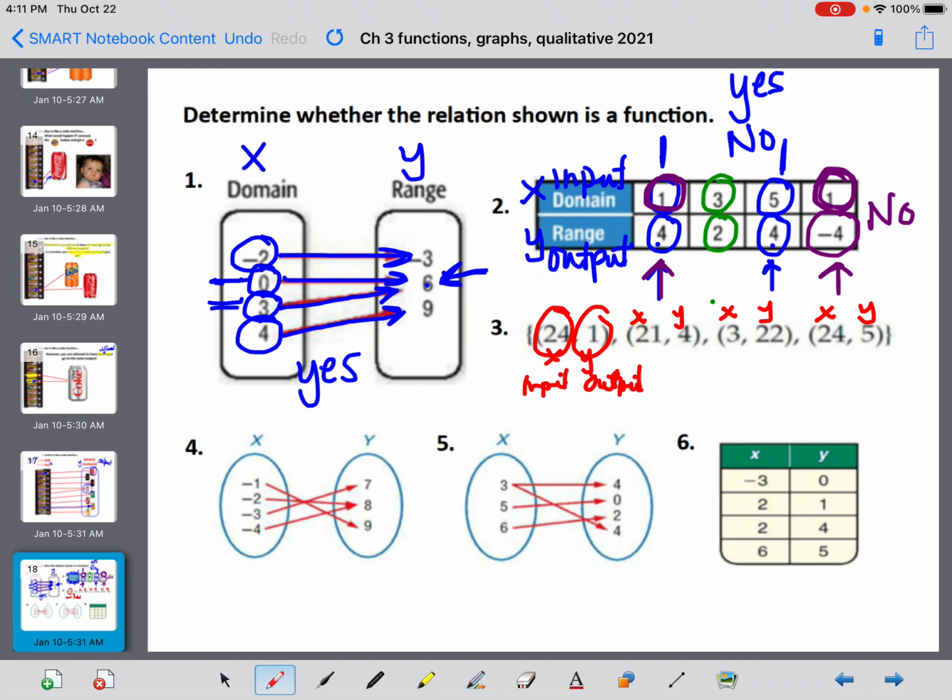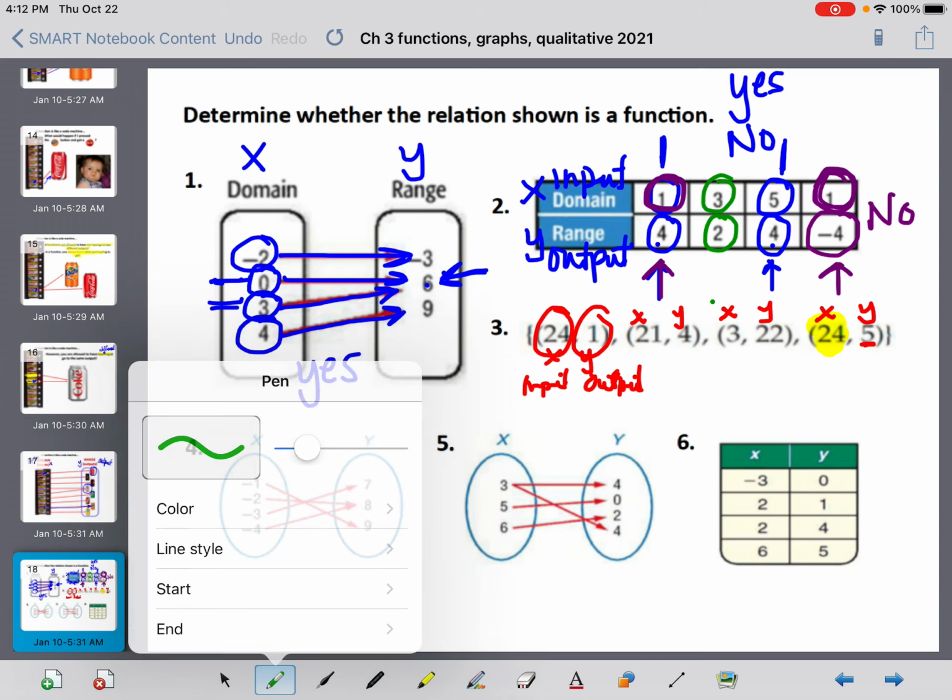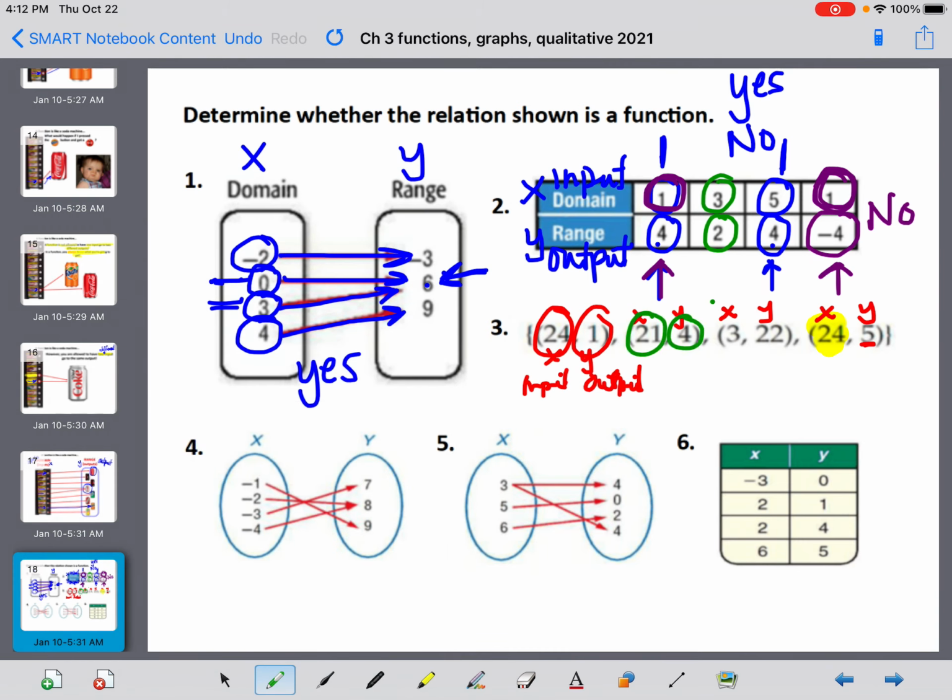Okay, when I had a 24, right, I got a 1. Then, if I'm looking at this, I put in a 24 again, but this time it gave me a 5. So as I look through this data, this one would be okay right here. 21 and 4, right? And 3 and 22 would be okay. That's fine. But I put a 24 in, and the first time I got out a 1, the second time I put a 24 in, I got a 5. And so that one is not okay. It is not a function.